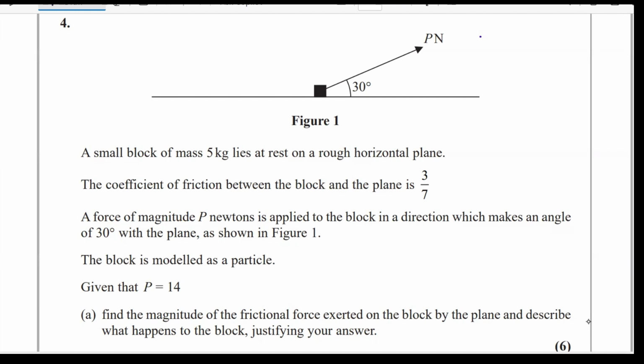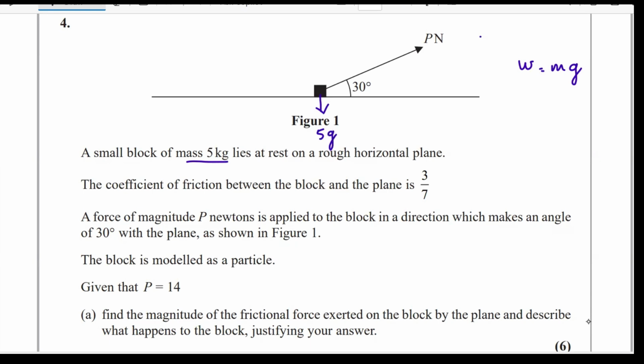A small block of mass 5 kg lies at rest on a rough horizontal plane. The mass is given, so we need to first draw the weight. Weight W is equal to mass times gravity. Mass is given as 5 kg, so the weight acting downwards will be 5g, mass into gravity.